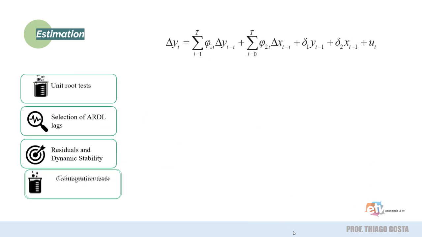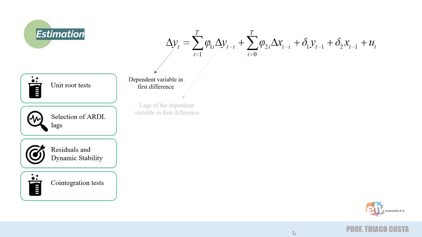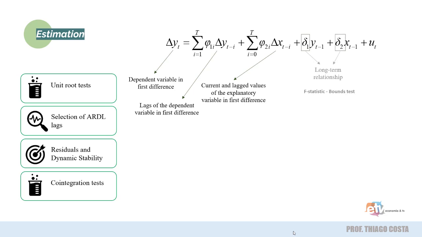The basic ARDL equation includes lags of the dependent variable, current and lagged values of the explanatory variables, and the levels. The short-term causalities come from the differenced variables, and the long-term relationships come from the variables in levels.